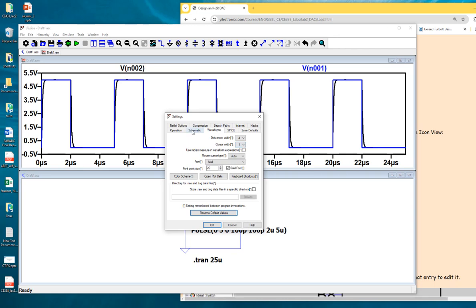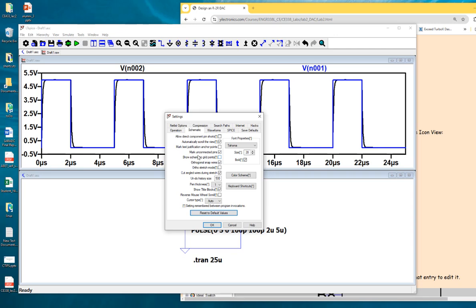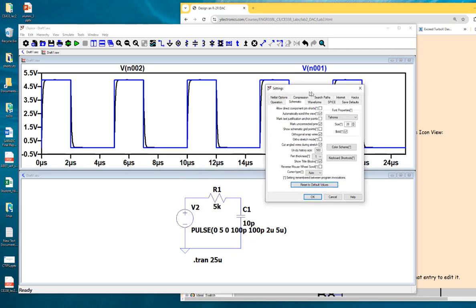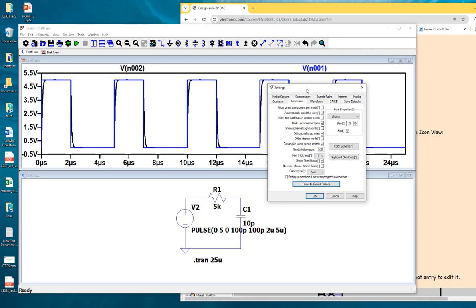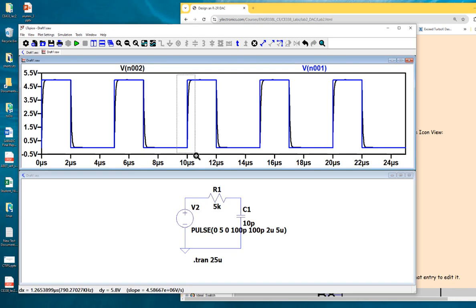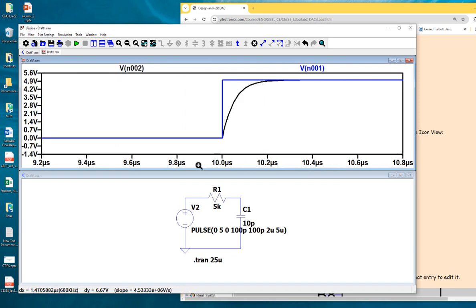Anything else? Let's see. Schematic. There are some settings for the schematic, the font size, the symbol size, and all these kinds of things. Doesn't really matter. But I think you should keep the background white as well, making the traces of the schematic very visible. All right. So now you have all these signals plotted in the window, and you can left click and drag.